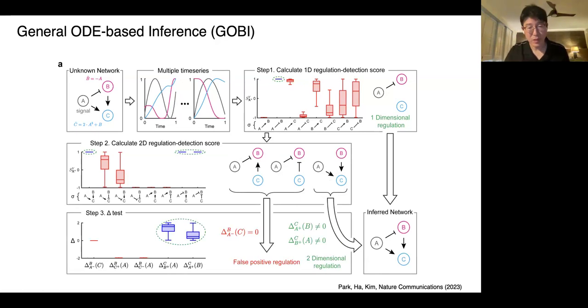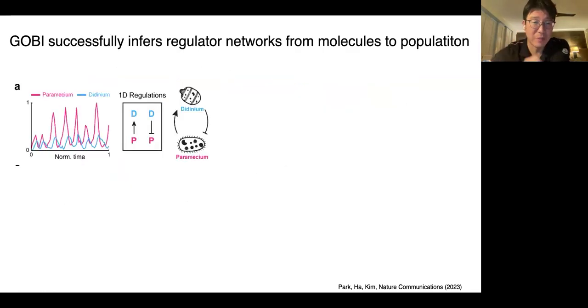Okay. So now let's apply this to the real experimental data. First, let's apply the GOBI to this paramecium and dendridium data. Then we can infer the 2 1D regulations, 1 positive and 1 negative. By merging them, we can get this negative feedback loop structure between prey and predator.